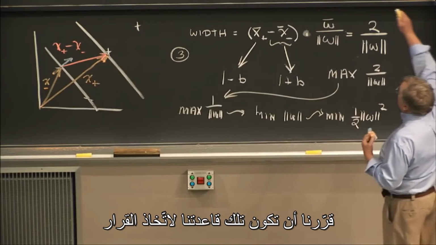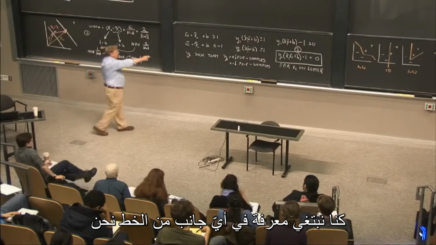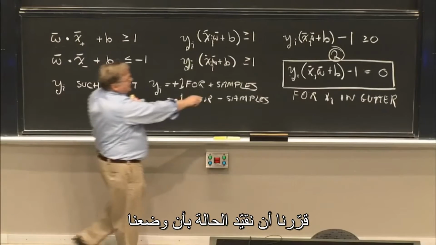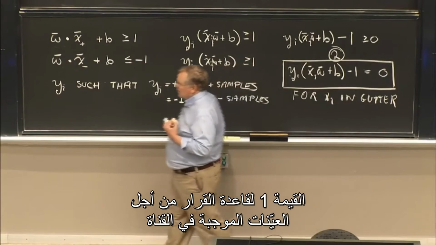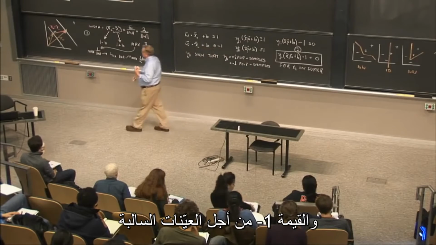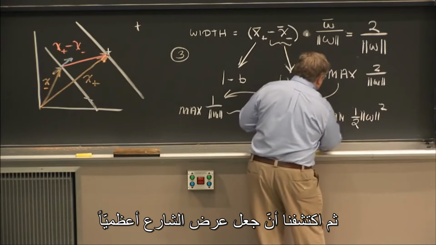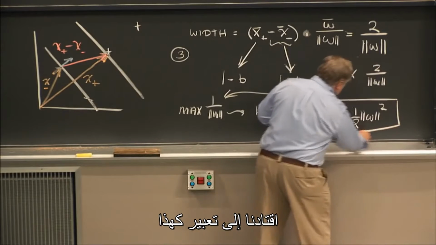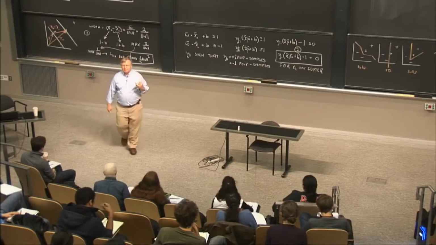So where do we go? We decided that was going to be our decision rule. We're going to see which side of the line we're on. We decided to constrain the situation so that the value of the decision rule is +1 in the gutters for the positive samples and -1 in the gutters for the negative samples. And then we discovered that maximizing the width of the street led us to an expression like that, which we wish to maximize.